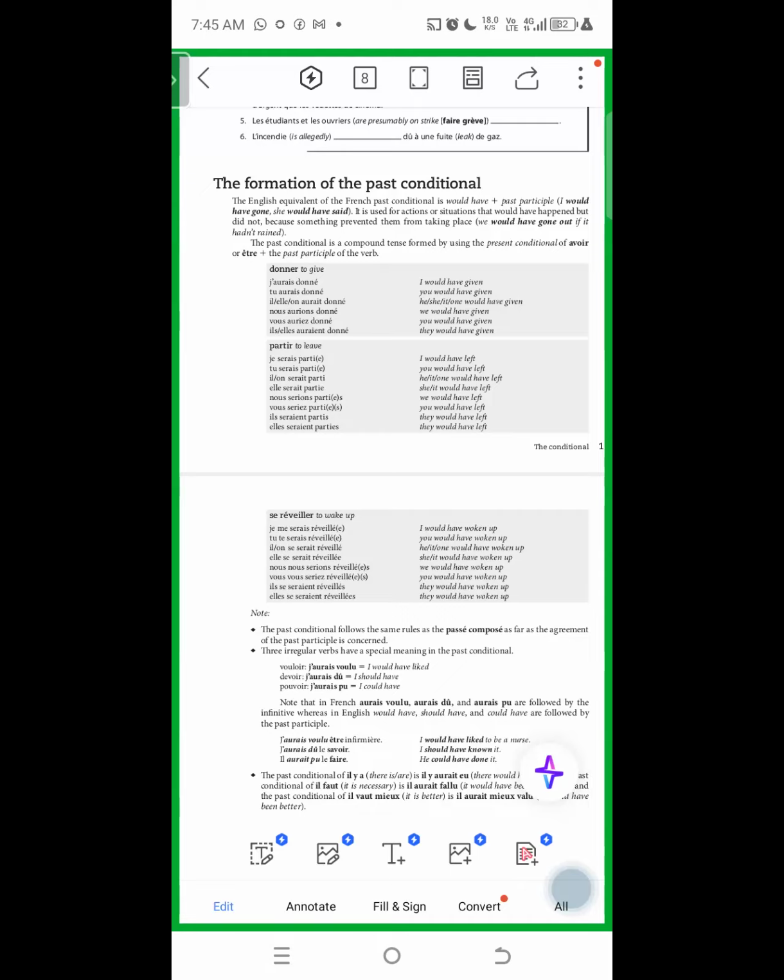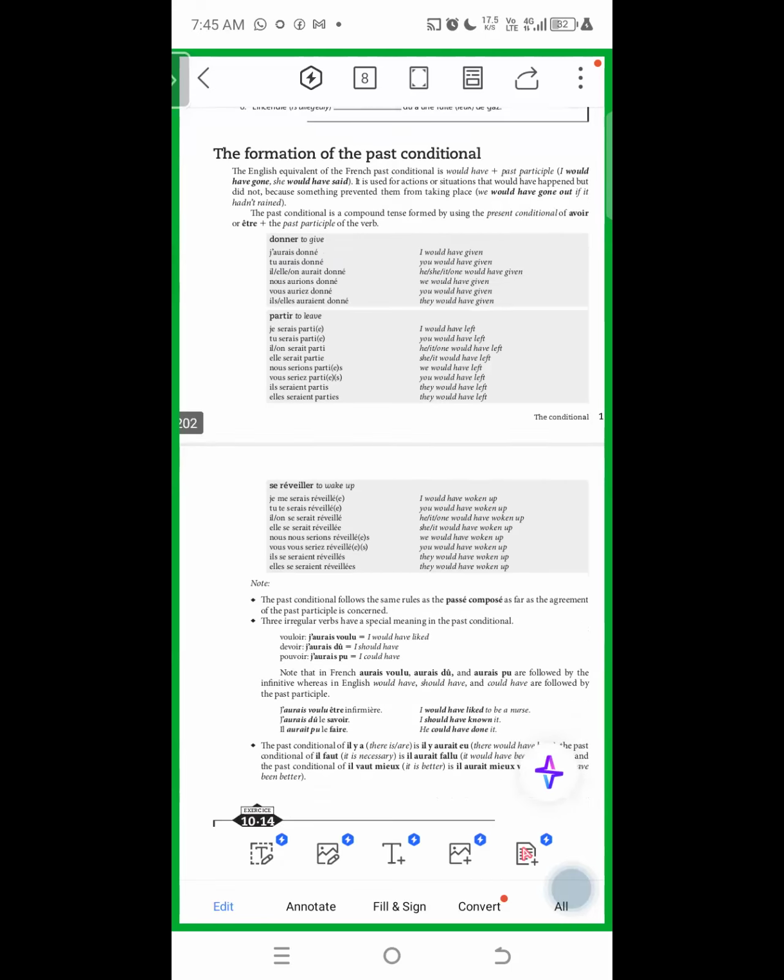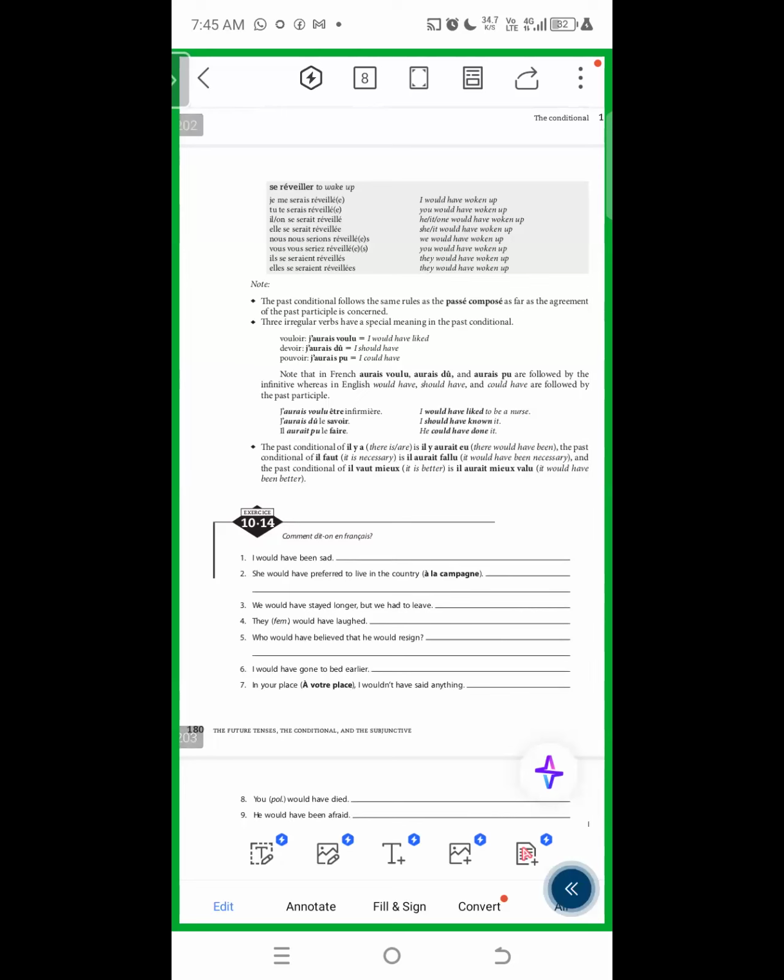So you know the conjugation already: the conditional of either avoir or être, based on the verb. Am I right? Yes. And all the rules of the passé composé still apply. The note under se réveiller: the past conditional follows the same rules as the passé composé as far as the agreement of the past participle is concerned.